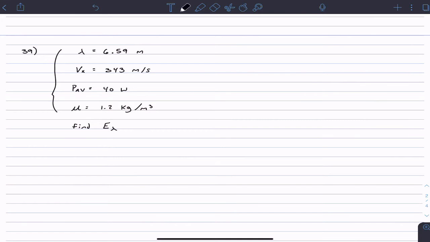So we're told that a sound with a wavelength is produced in air, and it travels at the propagation speed of 343 meters per second. That's your average speed of sound in air, right? The average power of the sound wave is 40 watts, and the density of the air is 1.2 kilograms per meter cubed. What is the energy contained in one wavelength of the wave? So we just want to know what the energy is in one wavelength. All right.